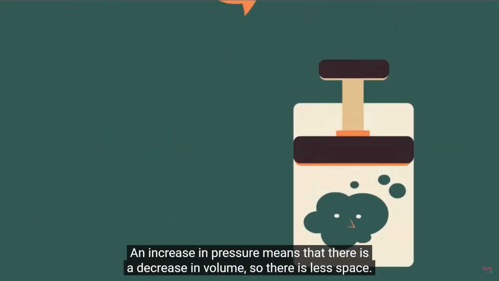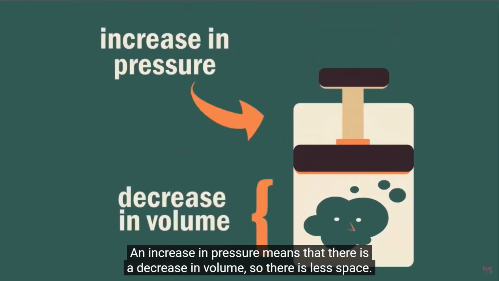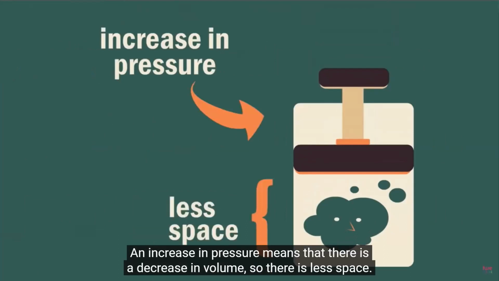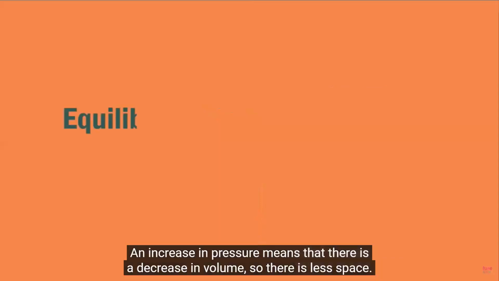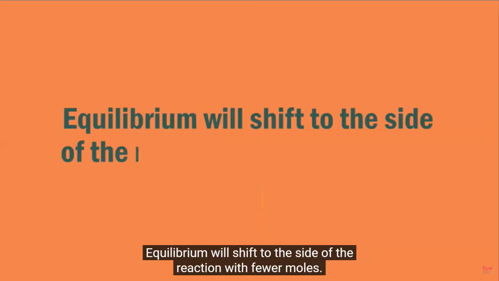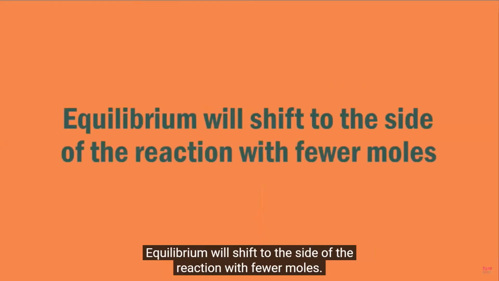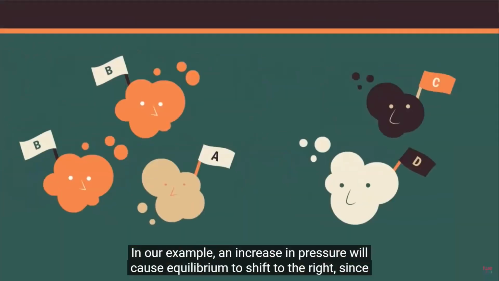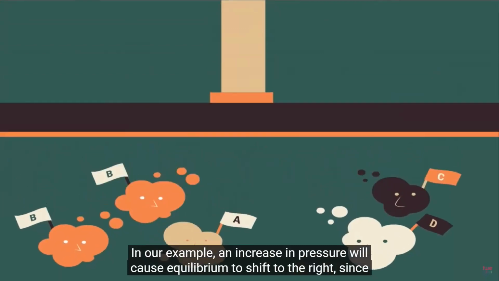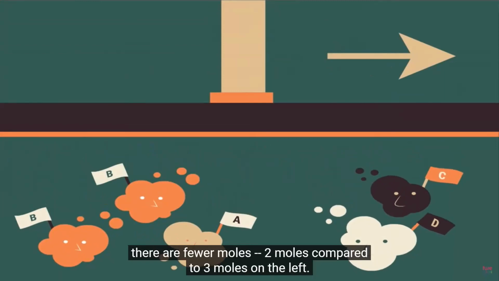An increase in pressure means that there is a decrease in volume, so there is less space. Equilibrium will shift to the side of the reaction with fewer moles. In our example, an increase in pressure will cause equilibrium to shift to the right since there are fewer moles, 2 moles compared to 3 moles on the left.